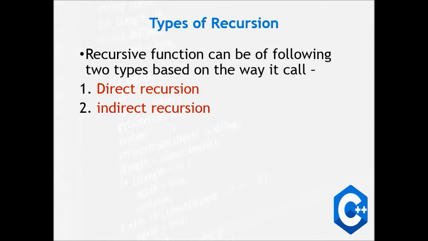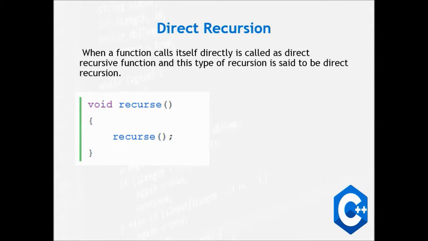Types of recursion. A recursive function can be of the following two types based on the way it is called. Number one, direct recursion. Number two, indirect recursion. Direct recursion: when a function calls itself directly, it is called a direct recursive function, and this type of recursion is said to be direct recursion. In this diagram we clearly see that we declare a function void recursive, and in the body of this function we call this function by itself.